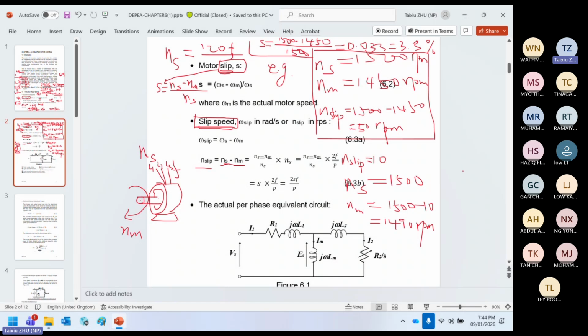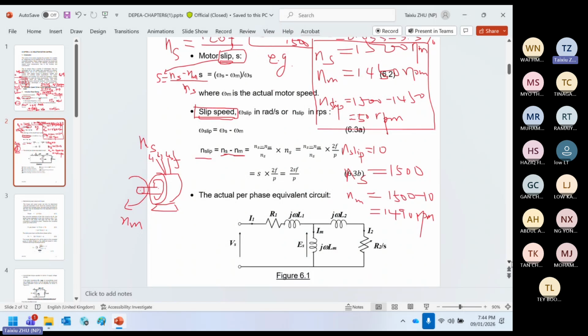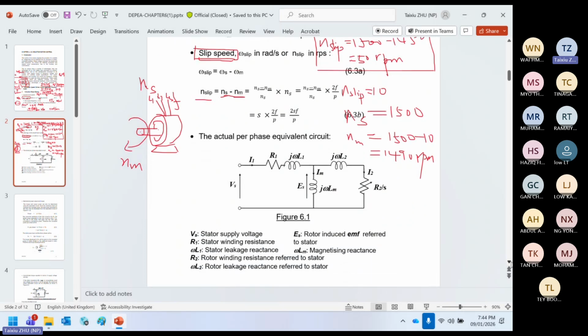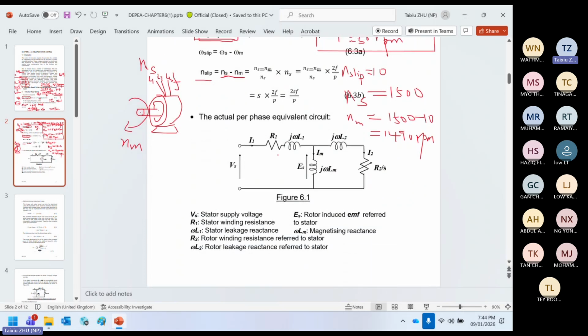The induction motor also has an equivalent circuit. This one is a little bit harder to understand. This one is the supplied voltage. By the way, the equivalent circuit is a per phase one, because here you see you got 3 phases, L1, L2, then L3. But when we draw the equivalent circuit, we just draw one phase, the per phase equivalent circuit.